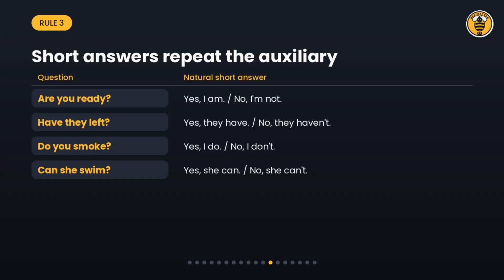Rule 3. Short answers repeat the auxiliary. This is one of the fastest ways to sound natural, and learners often miss it. You do not repeat the whole sentence, and you do not just say yes or no. You answer with the auxiliary. Are you ready? Yes, I am. Have they left? No, they haven't. Do you smoke? Yes, I do. Can she swim? No, she can't. Whatever auxiliary was in the question, that is the one that comes back in your answer.